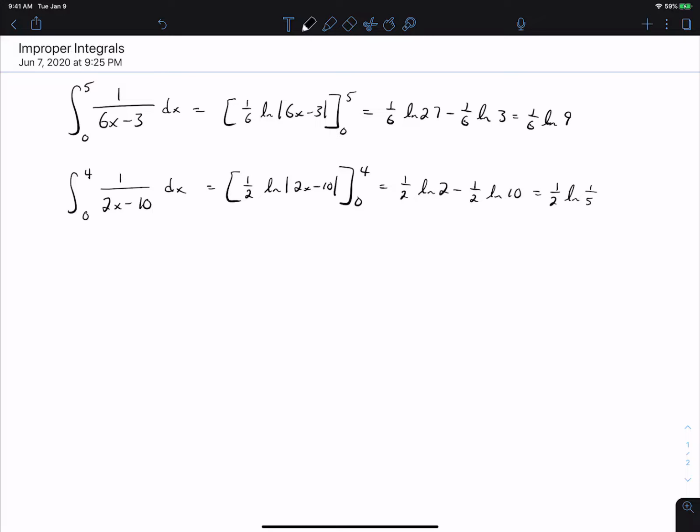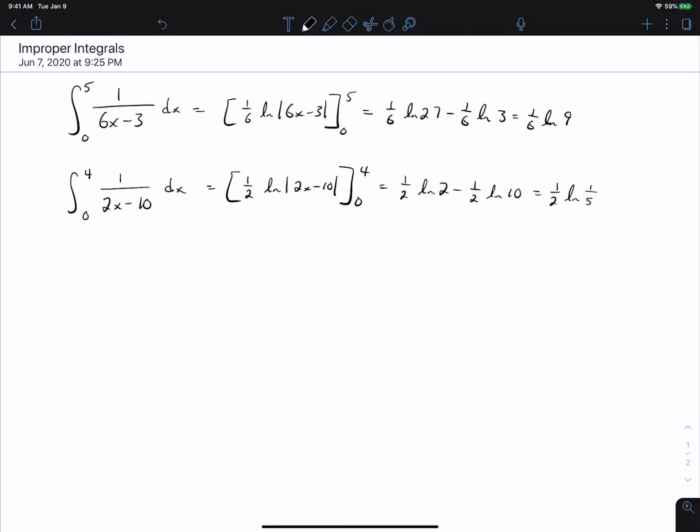This video is on improper integrals. To start, I've got two integrals worked out on the screen, and one of them is correct and one of them is incorrect. I'd like you to pause the video and look closely at what I've done and try to figure out which one is right and which one is incorrect.